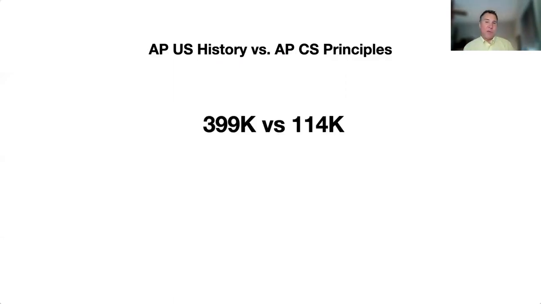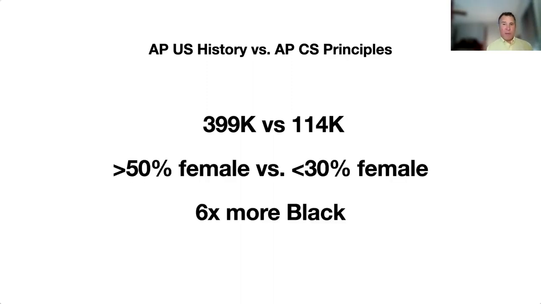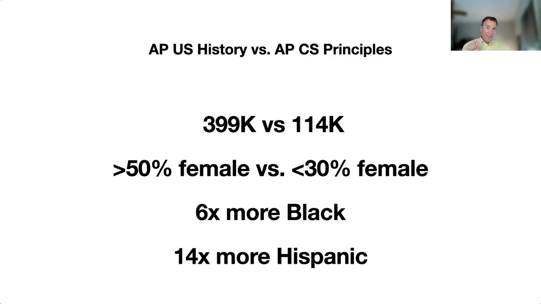AP US history is three times the size of CS principles, which is the most popular advanced placement exam or A-level in the United States around computer science. It is much more female, and it is in general much more diverse. It's literally the case that if we can get computer science into a random history class, we will reach a far more diverse audience than we will from the average computer science course.